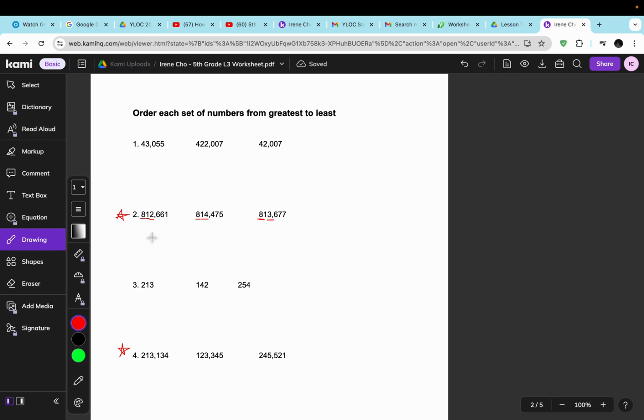So to order them from greatest to least, it would be 814,475 first, and then the second number would be 813,677, and the third number would be 812,661.